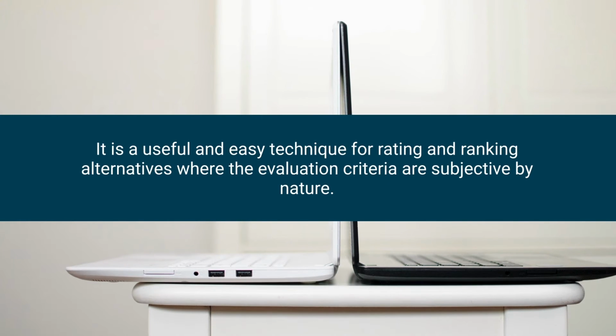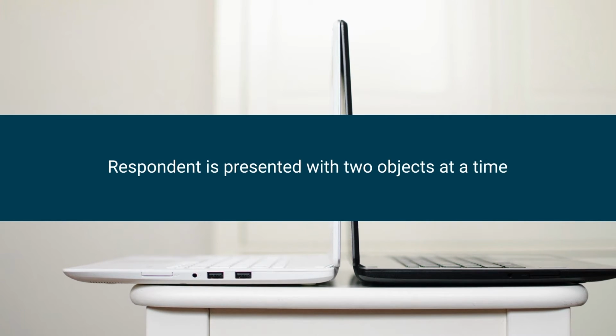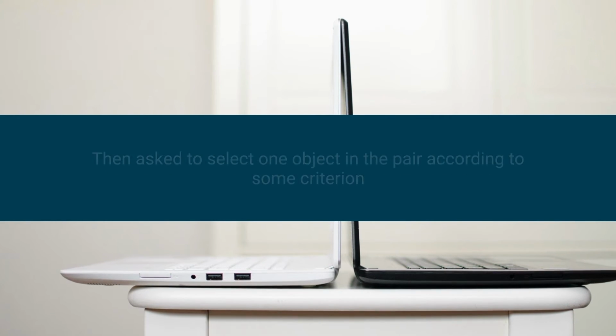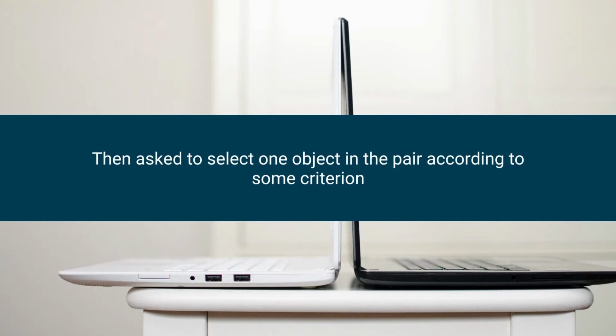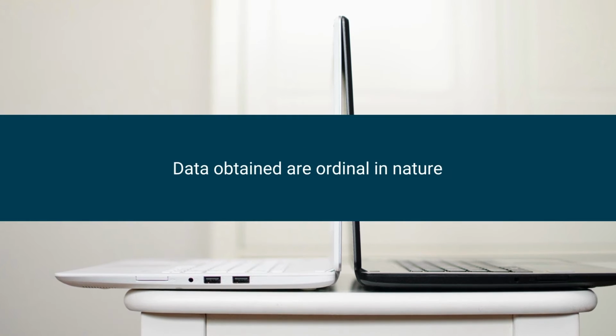It is a useful and easy technique for rating and ranking, which I have already talked about, for alternatives where the evaluation criteria are subjective by nature. So what we have observed is that the respondent is presented with two objects at a time, and is then asked to select one object in the pair according to some criteria. We will take some real life scenarios which can definitely defend this particular comparison, and the data obtained are ordinal in nature.